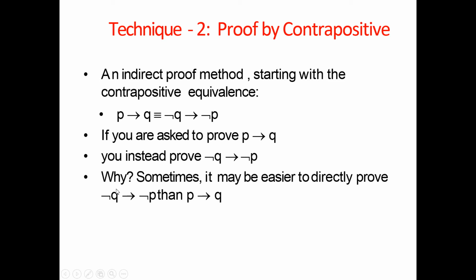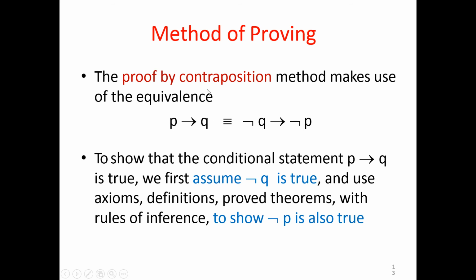So why do we need this method when we know the direct method? Sometimes it may be easier to directly prove negation Q implies negation P than P implies Q. So, simple steps to implement the method.